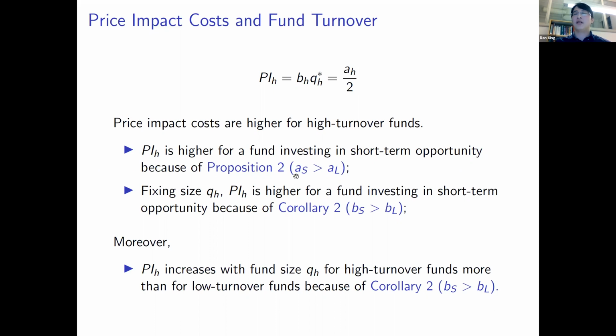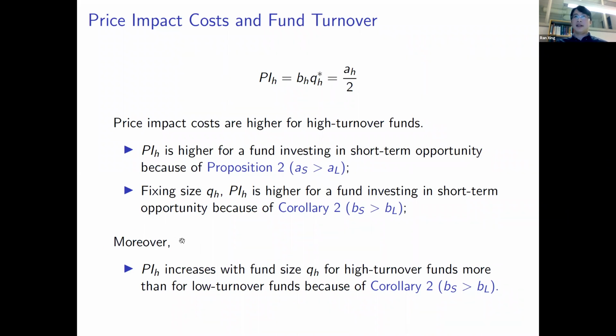So here is an unconditional correlation between the price impact cost and the turnover of the fund. But if we just focus on the first expression, BH multiplied by QH star, as the expression of the price impact cost, we know that, fixing the size QH star, the price impact cost is also higher for a fund investing in short-term opportunities, because of our corollary 2, that BS is larger than BL. So that means, assuming they invest the same amount, the short-term investors need to pay a higher price impact cost because they cannot spread their trades over time too much.